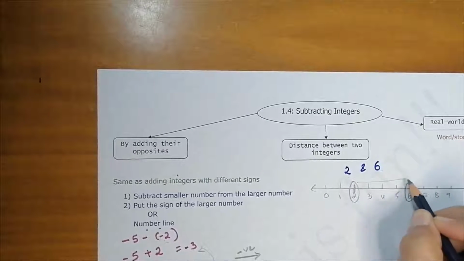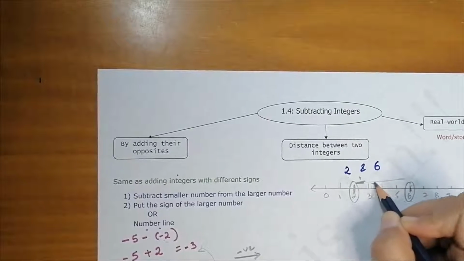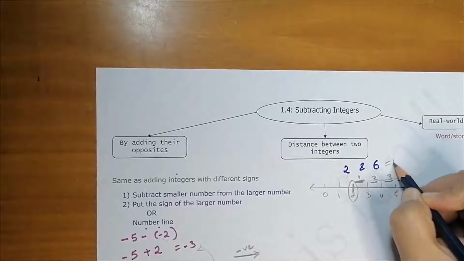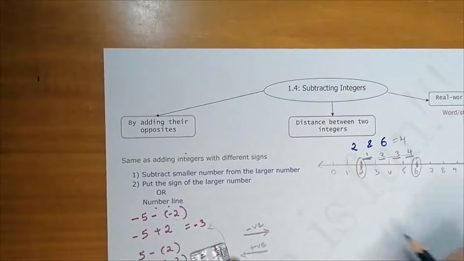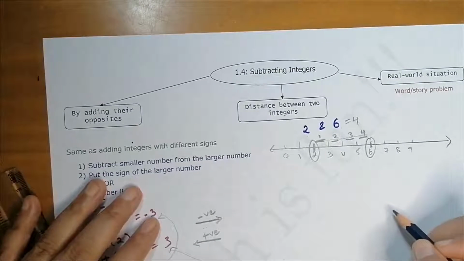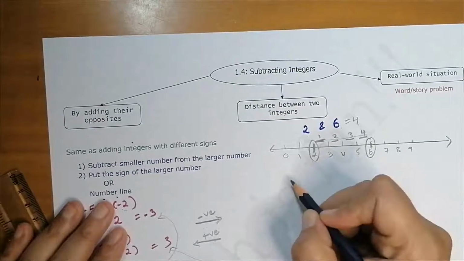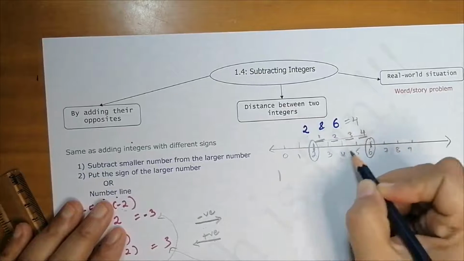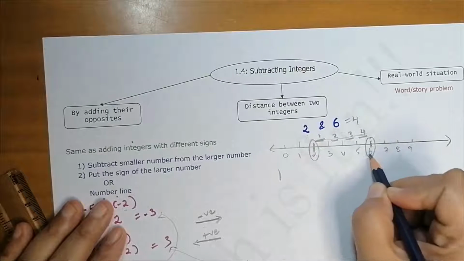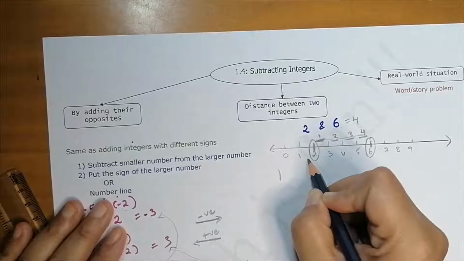You take the distance here, right? So this is unit 1, this is 2, this is 3, and this is 4. So the distance is basically 4. So this is how it's done on a number line. If you were to solve it, does it matter if you count this way or this way? It doesn't matter, right? Even if you count this way, you'll still get 4 units.